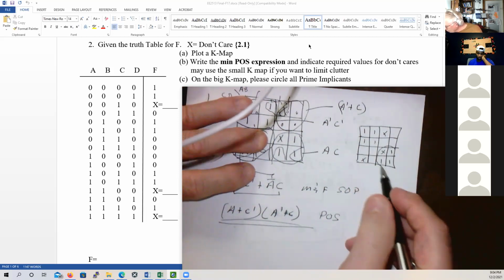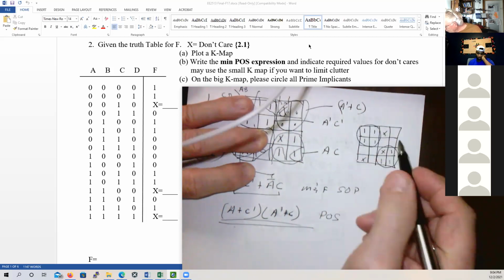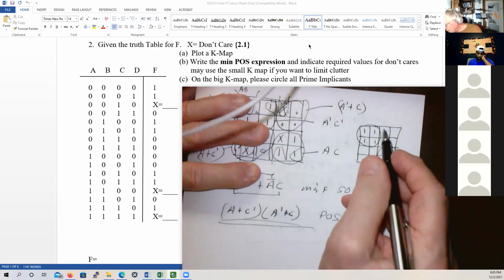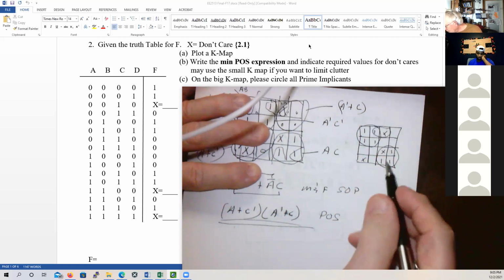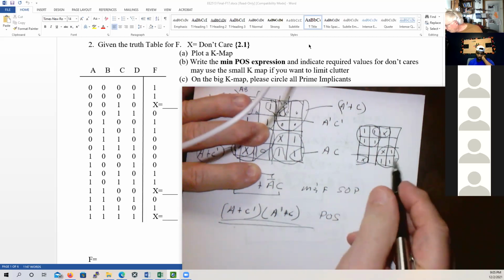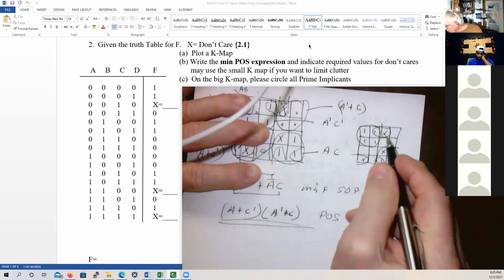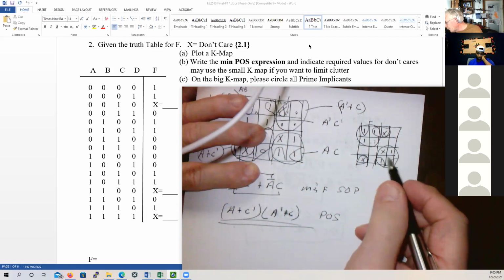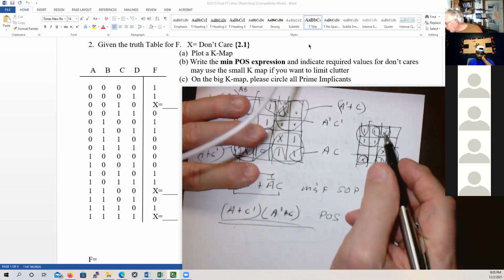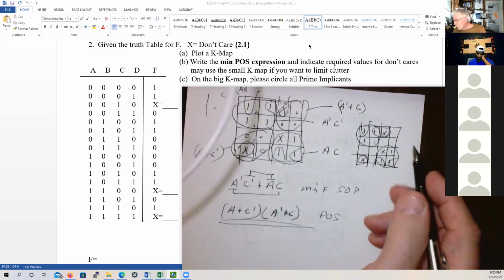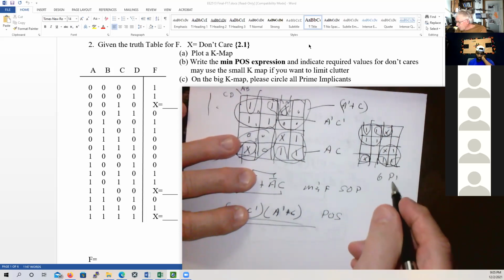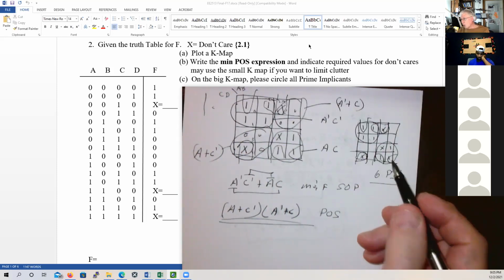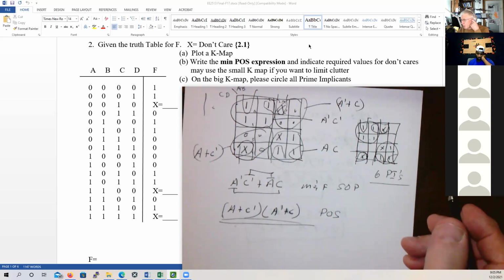The two obvious ones are this one and that one. But absolutely legal and totally legitimate prime implicants are this one with that one, this one with that one, and this one with that one. So you have 2 groups of 4 and 4 groups of 2, a grand total of 6 PIs in this problem. And no, you can't ignore the don't cares. You have to consider them as prime implicants.